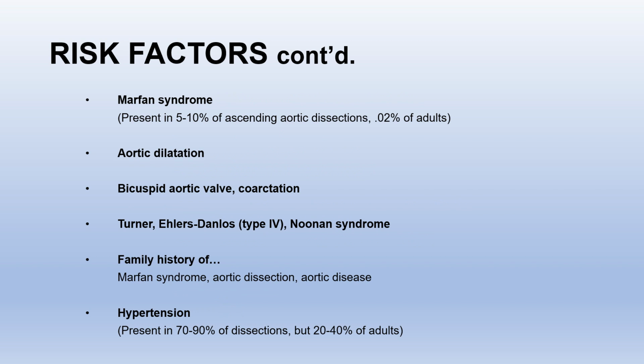Risk factors: Marfan syndrome is present in 5 to 10% of ascending aortic dissection, 0.02% of adults. Others include aortic dilatation, bicuspid aortic valve, coarctation, Ehlers-Danlos syndrome, Noonan syndrome, family history of Marfan syndrome, aortic dissection, and aortic disease. Hypertension is present in 70 to 90% of dissection, or 20 to 40% of adults.